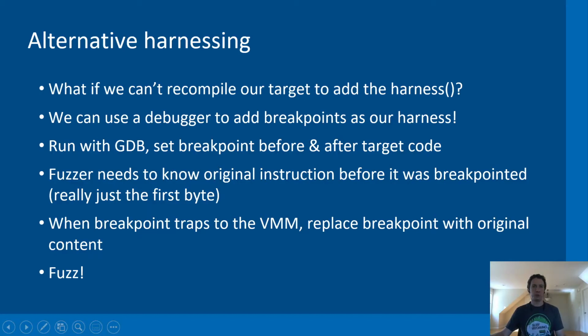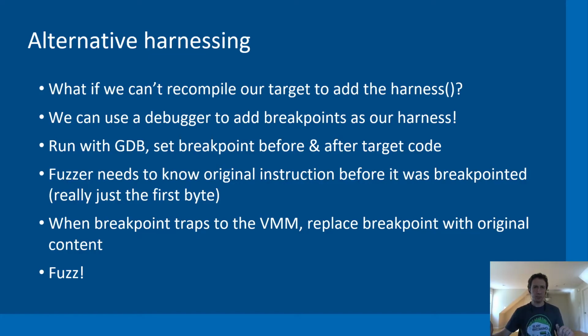Now, what if we can't recompile our target to add the harness code? This works fine if you have the source code and you can place those harnesses in and recompile your target, but oftentimes you don't have that luxury. Fortunately, with the hypervisor, as we saw already, we can trap breakpoints to the hypervisor. So we can just use a debugger to add breakpoints and use those breakpoints as our harness. The idea is that we would run GDB and use GDB to set the breakpoint before and after the target code we want to fuzz.